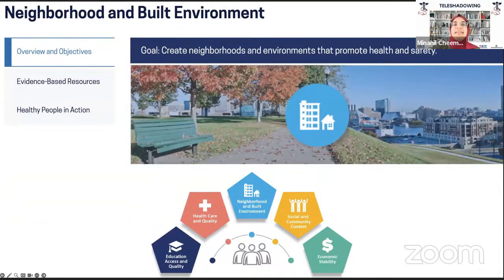All right. And then our neighborhoods. You might not think that our neighborhoods or our built environments necessarily affect our healthcare, health, and safety, but really they do, because sometimes you might live in a neighborhood that isn't necessarily safe. That impacts your ability to go outside and exercise, right? If you want to go for a walk or a run, and you don't feel safe in your own neighborhood, that's true.